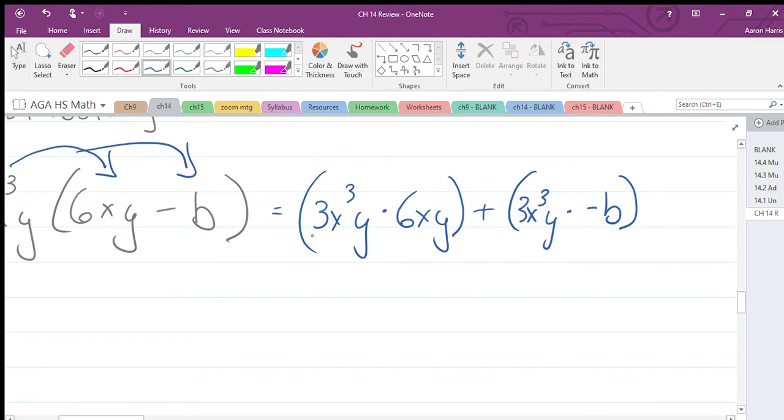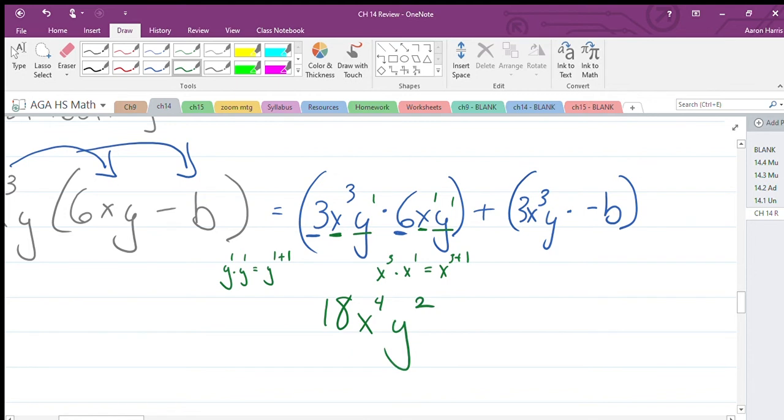So 3 times, always do the constants first. So 3 times 6. 3 times 6 is what? 18. Now I look at my x. I have an x. Here's a 1 and a 1, right? So this says x cubed times x to the first. So that means 3 plus 1. What's 3 plus 1? 4. So I get x to the fourth. Now I do y and y. This is to the first power. This is to the first power. So y times y is 1 plus 1. So I get y squared. You add the powers when you multiply.